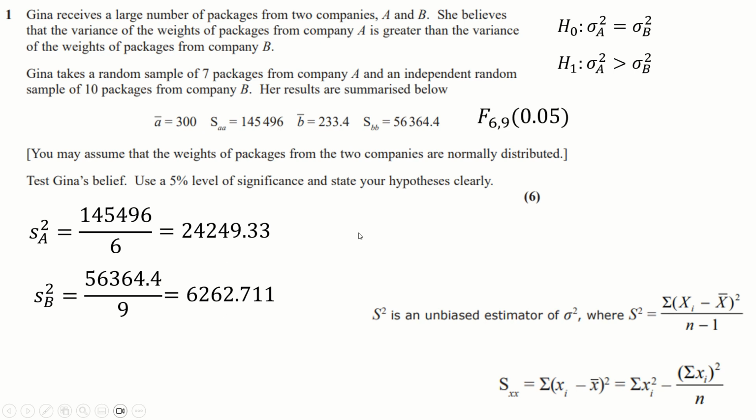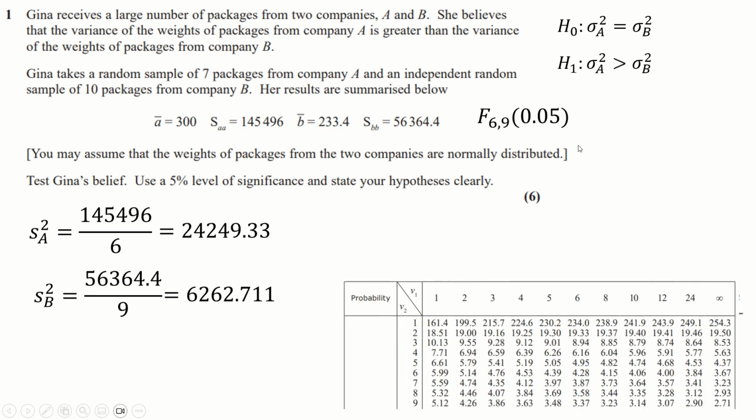Now, this is going to be an F test, because we're testing variances here. So we've got n minus 1 and n minus 1 here, so 6 and 9. 0.05 because it's a 5% one-tailed test. We'll look in the F table here, and we'll go 6 and then 9, and that's this value here.